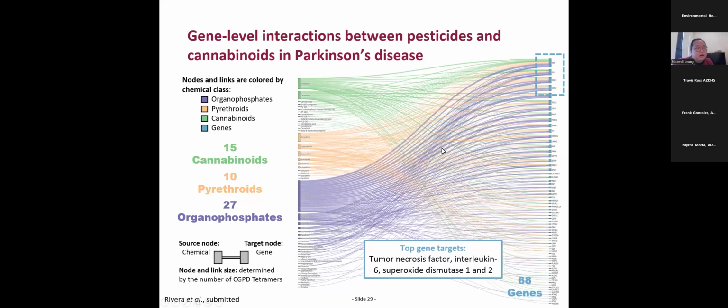On the right-hand side, the boxes with the largest size indicate the gene targets that have the most literature support. The top one is tumor necrosis factor, followed by interleukin-6, and superoxide dismutase 1 and 2. For those of you who are familiar with functional genomics, these are targets that point to oxidative stress. So this gives us some idea of, when the cannabinoid and pesticide both hit the neuron, what mechanism the cell would be hit with. The predicted mechanism is oxidative stress in this case.